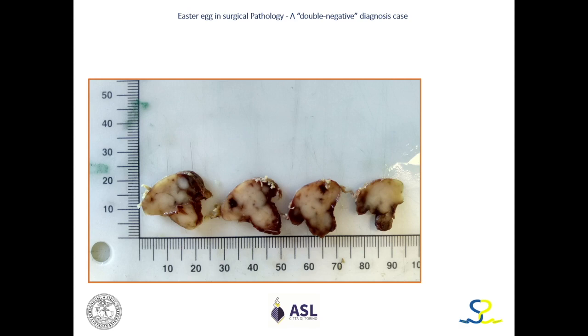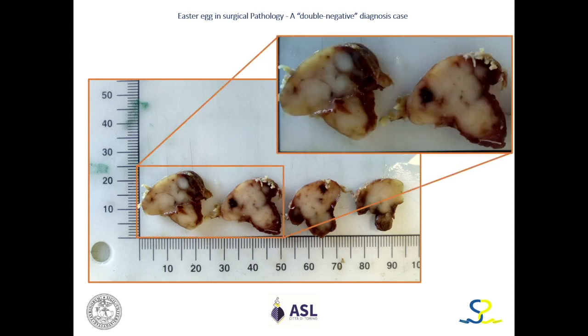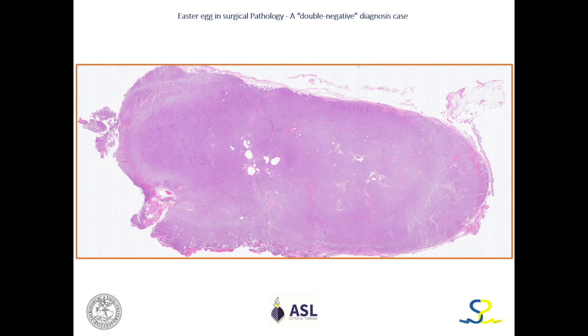The dimension and the architecture are peculiar in this lymph node. The hilum is barely recognizable. There is a diffuse and homogeneous whitish parenchyma grossly organized in prominent nodules. In the inset here, you can appreciate the prominent nodules even better, and these are all clues that make you suspect a lymphoproliferative disorder.